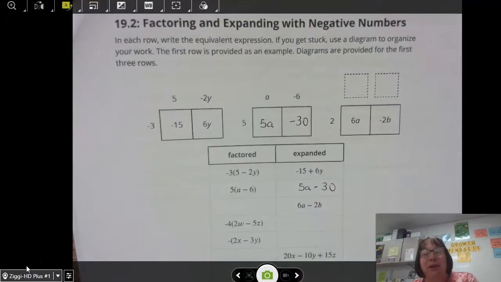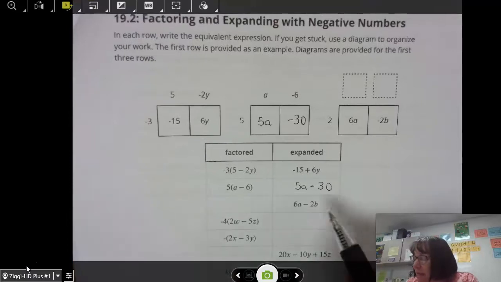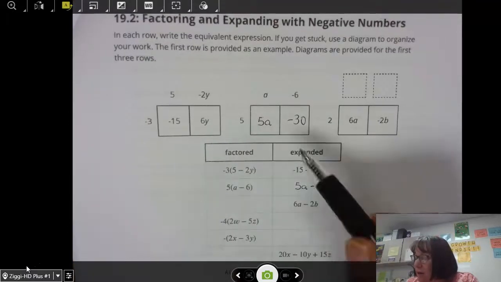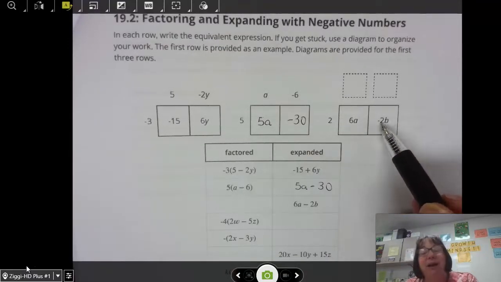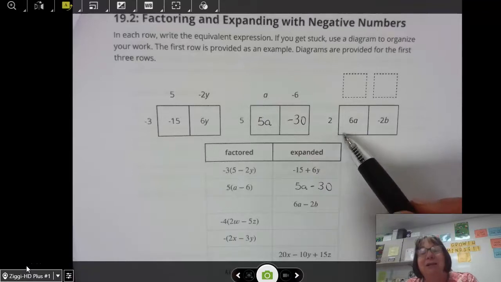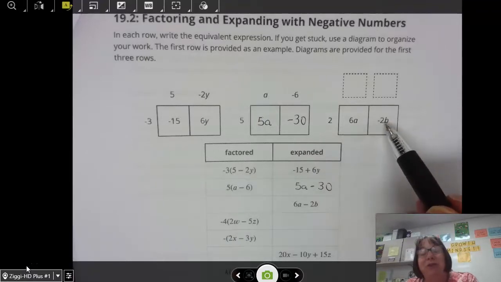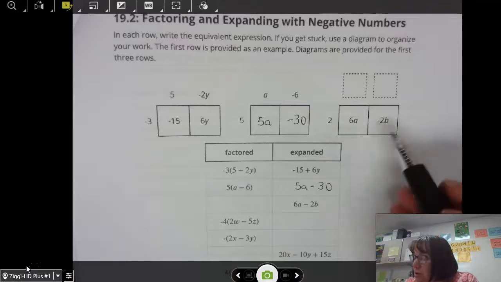Now it gets tricky. We have the expanded form and we want to come back. So you fill in your boxes this time, 6a and -2b. And what can I factor out? What's the same in both of these boxes? Well, I think they're both divisible by 2. So I could bring the 2 out.